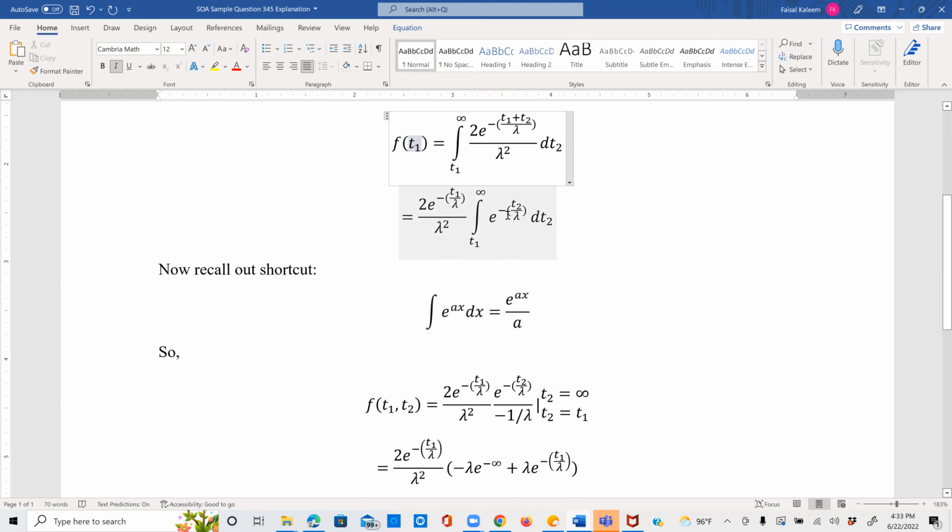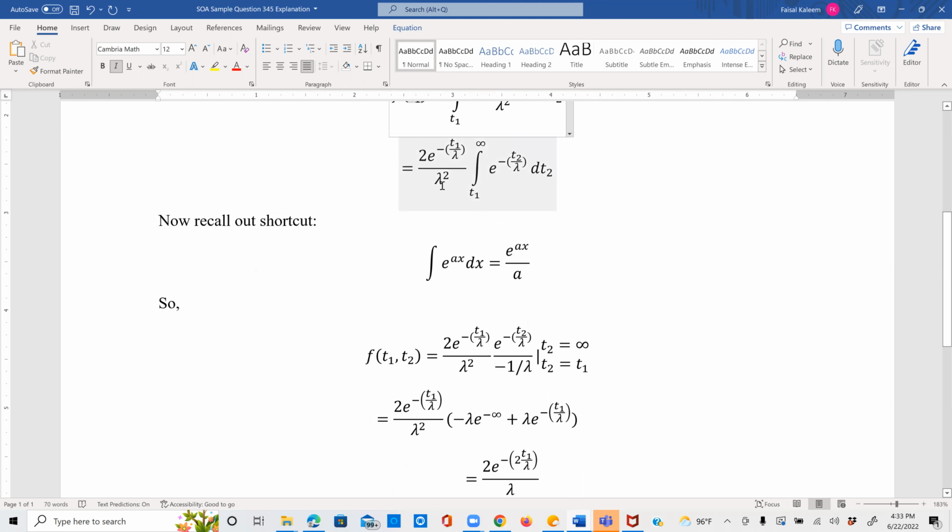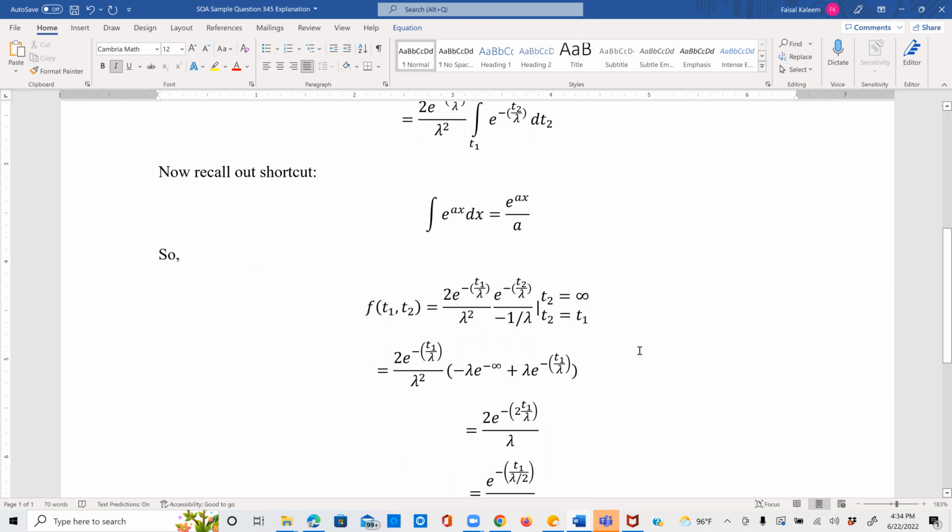So in this case, a is negative 1 by lambda, because T2 is playing the role of x. So we copy all this constant, and then the integral would be e power negative T2 over lambda divided by negative 1 over lambda. And T2 goes from T1 to infinity. When we substitute infinity, here we have lambda squared, and this is negative 1 over lambda multiplied, so that gives you just a negative lambda. So we have negative lambda, and then the upper limit is infinity, and we have a negative sign with the e power, so it becomes e power negative infinity.